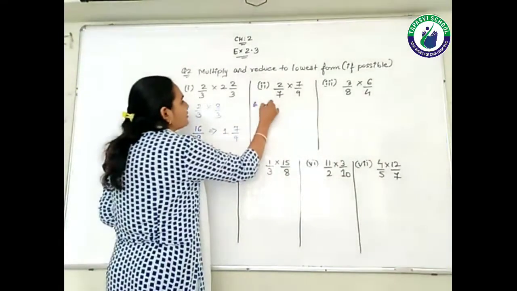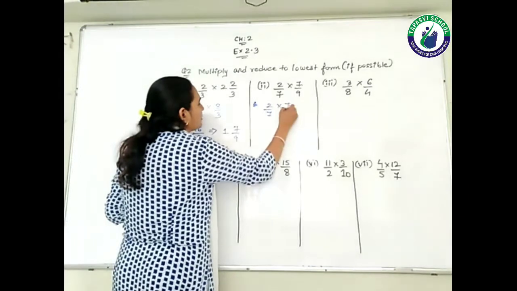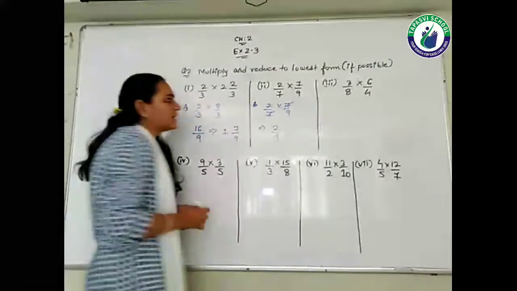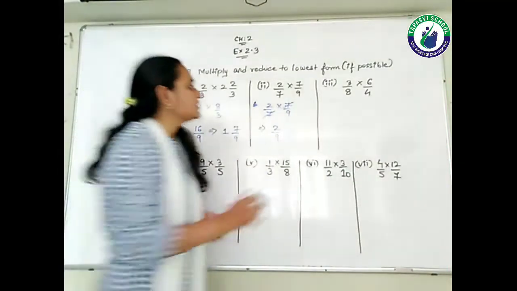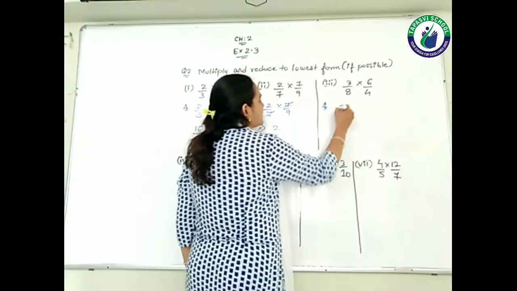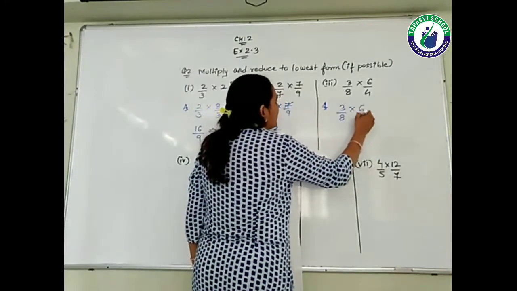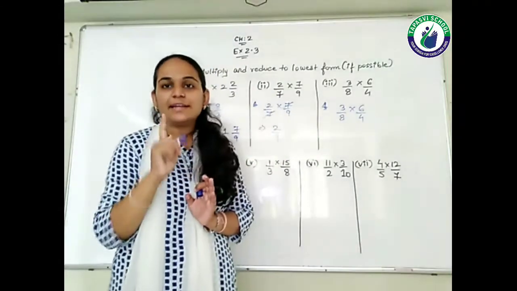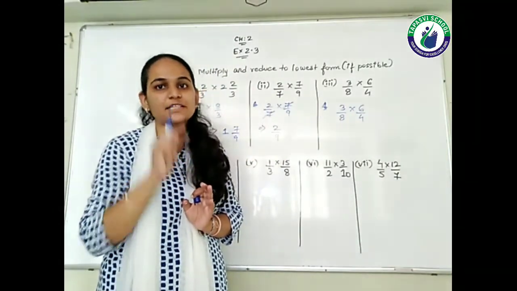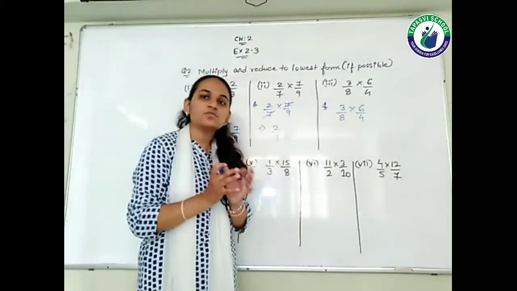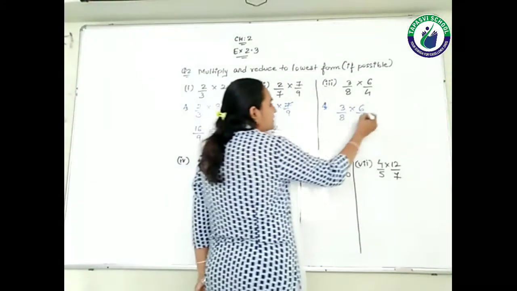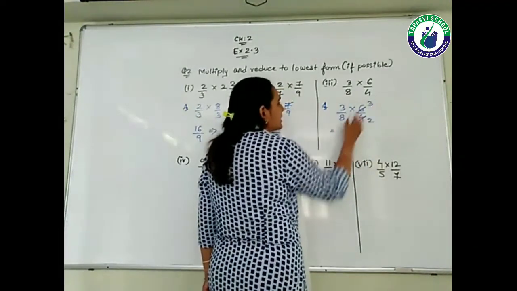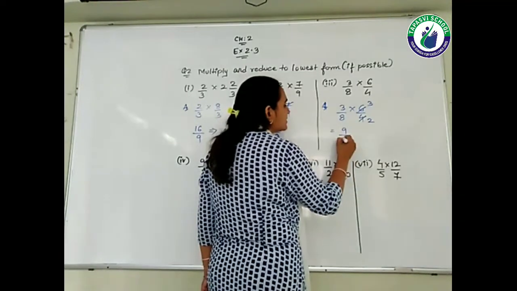Next one, students, 2 by 7 into 7 upon 9. So 7 and 7 cut down, so I will get the fraction as 2 by 9. Easy. Next one, third one, students, 3 by 8 into 6 by 4. See here, students, you can cut 6 and 4, you can cut even 8 and 6 as you wish, but at a time only one operation. Either 6 and 4 or 6 and 8. Don't do two operations together. So here I am cutting 6 and 4. 2 2s are 4 and 2 3s are 6. So 3 3s are 9 and 8 2s are 16.